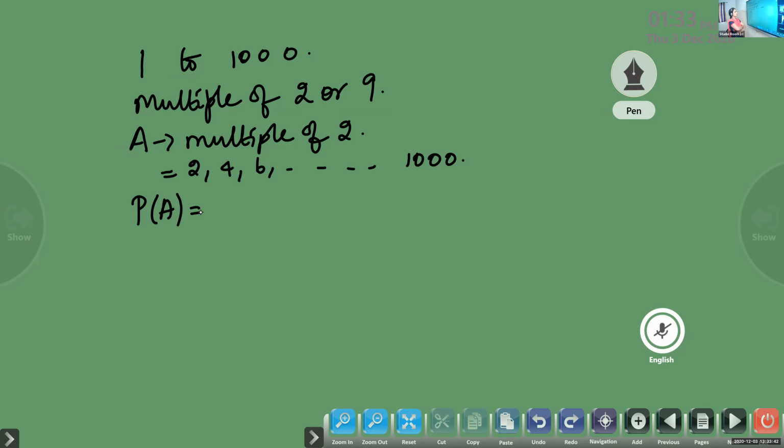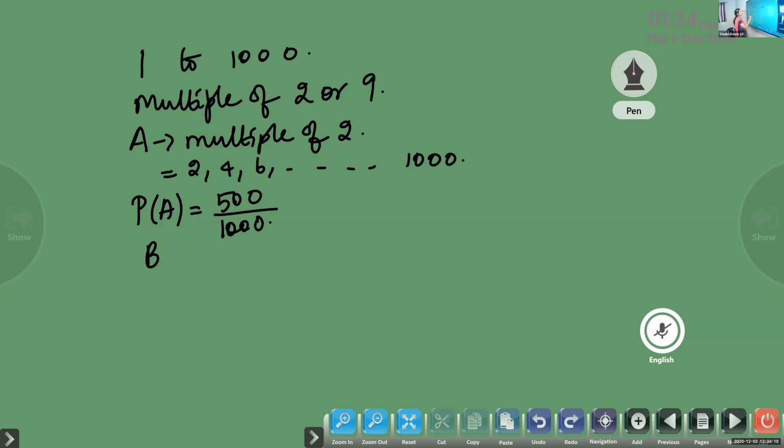How many numbers from 1 to 1000 are multiples of 2? Yes, Punya? 500. So it is 500 by 1000.